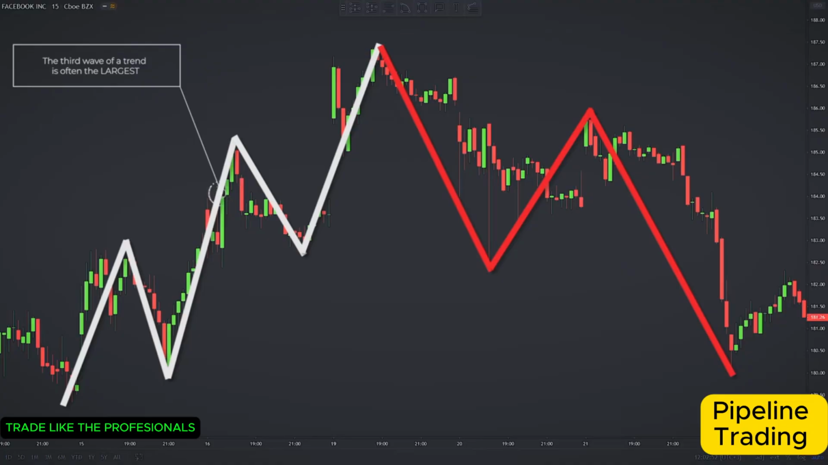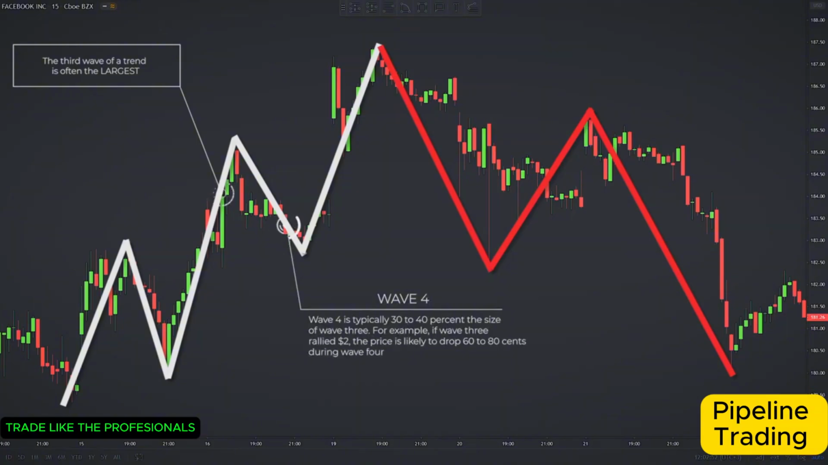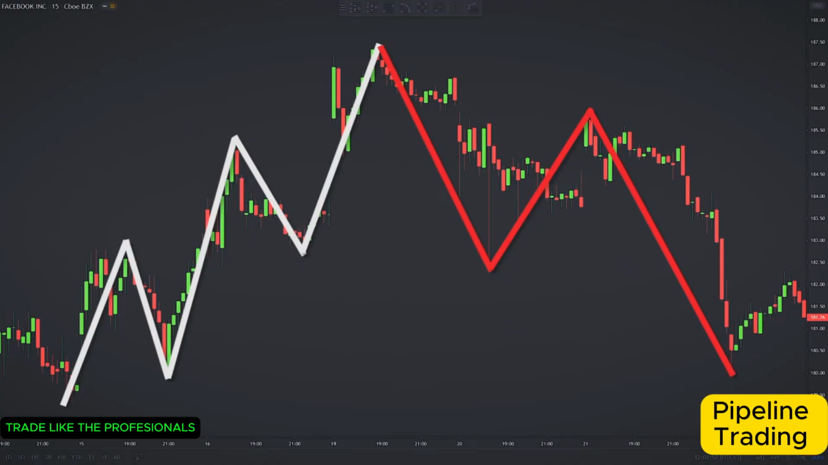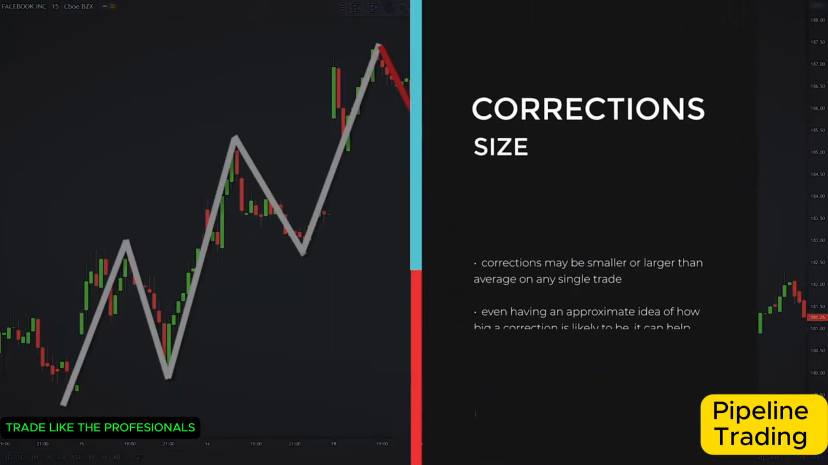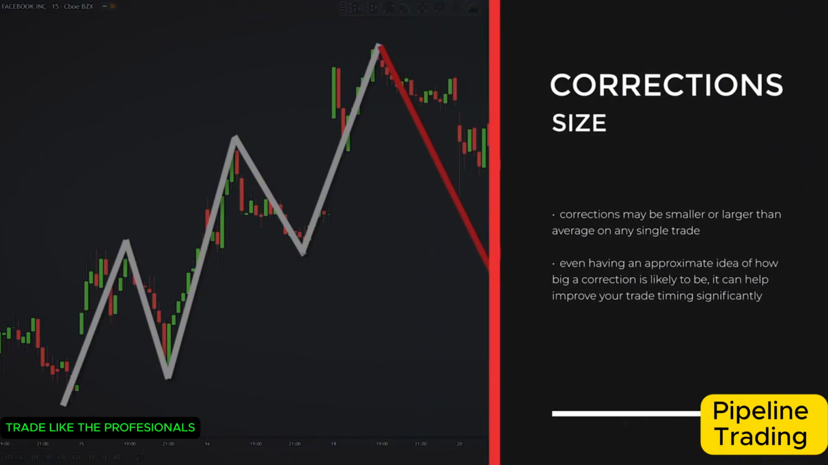Wave 4 comes next, and is typically 30 to 40% the size of wave 3. For example, if the third wave rallied $2, the price is likely to drop 60 to 80 cents during wave 4. The same concept holds true for a downtrend. These are averages seen over many trades, and trend corrections may be smaller or larger than average on any single trade. Yet even having an approximate idea of how big a correction is likely to be can help improve your trade timing significantly.